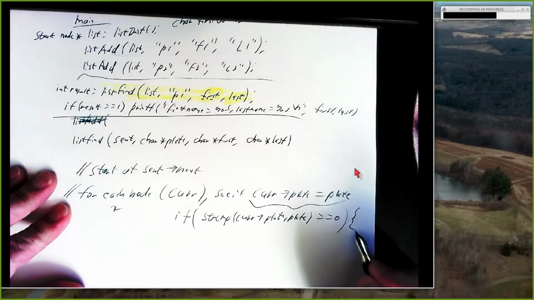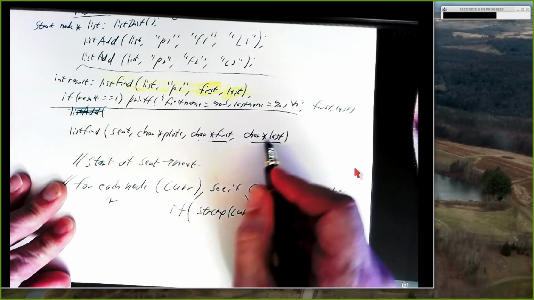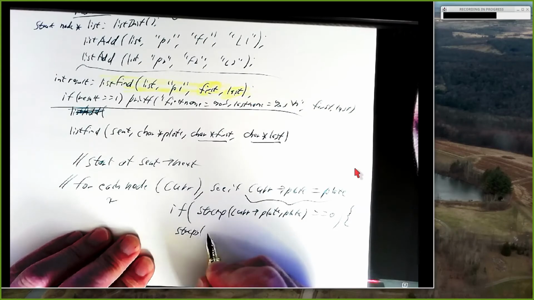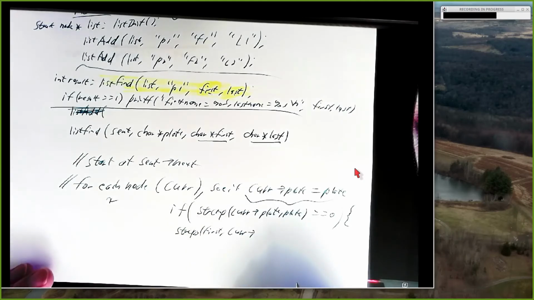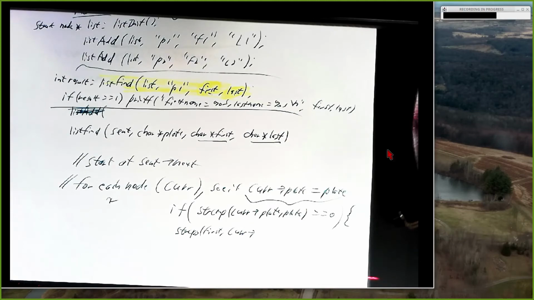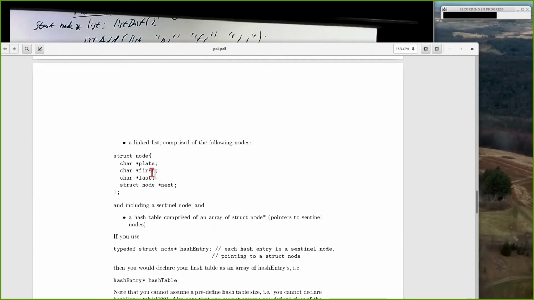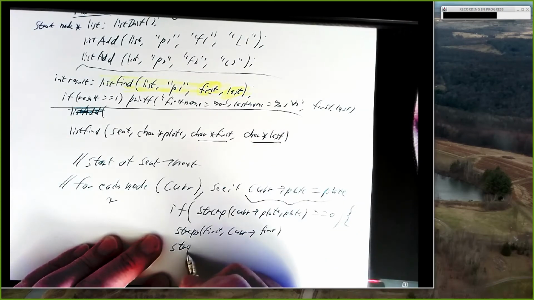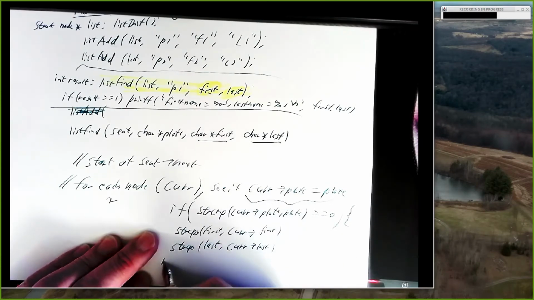Alright, if this does match, if we found the plate, now we want to copy the information from the node into these variables. And to copy strings, we have to use string copy. So do something like this: string copy first, comma, current arrow, and whatever we're calling it. Let me see what our node structure is. Our node structure, the first name is just called first. So current arrow first, and then string copy last, current arrow last, and then return 1.